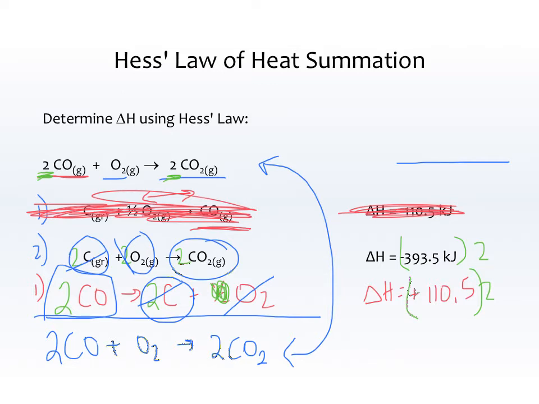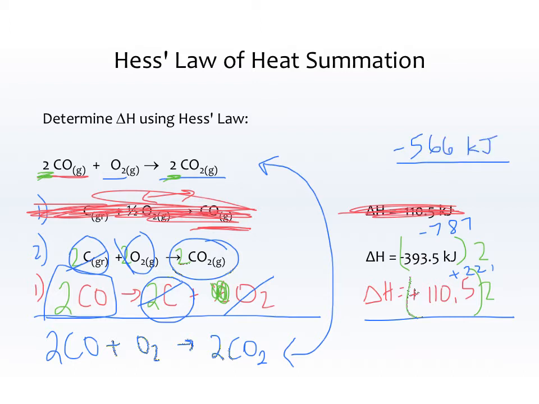Then all I have to do is add up my delta H's. 2 times negative 393.5 is negative 787. 2 times positive 110.5 is positive 221. Add those up, negative 787 plus 221, and I get negative 566 kilojoules.